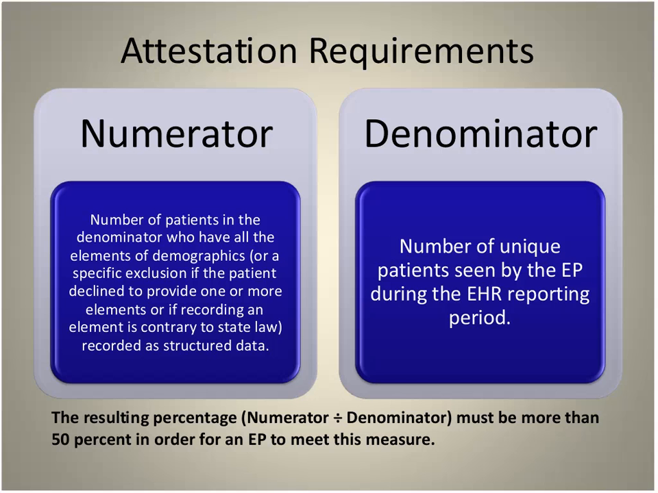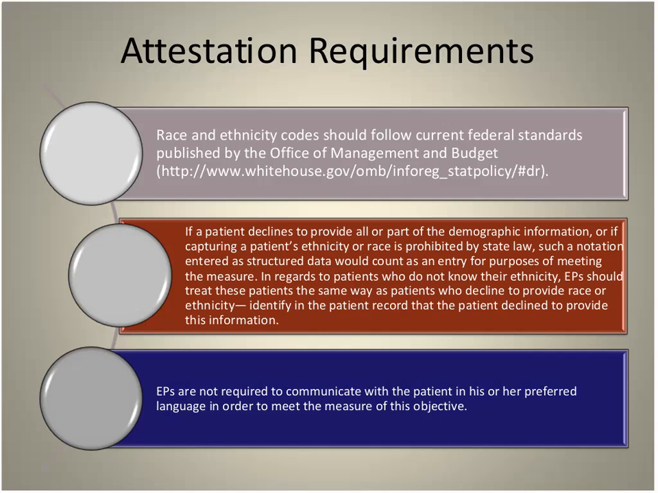The resulting percentage must be more than 50% in order for this eligible provider to meet this measure. That doesn't seem like a very high requirement to me. All they're essentially saying is that if you have certified technology and you want the EHR incentive, at least half your unique patients, or slightly more than half your unique patients, must have the demographics filled in for at least one of the visits during that reporting period.